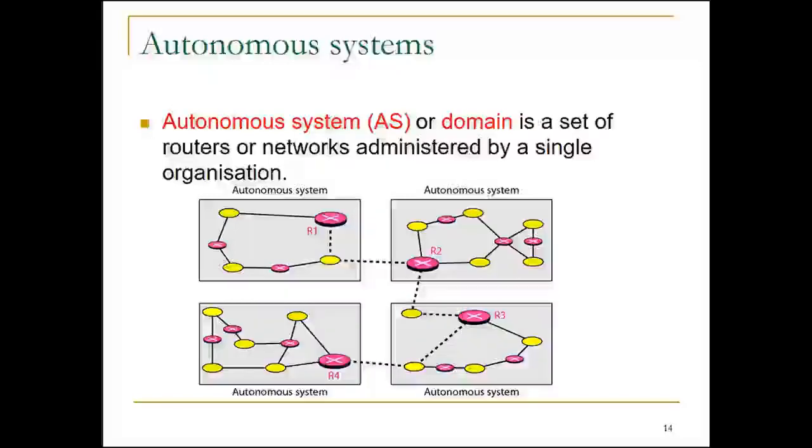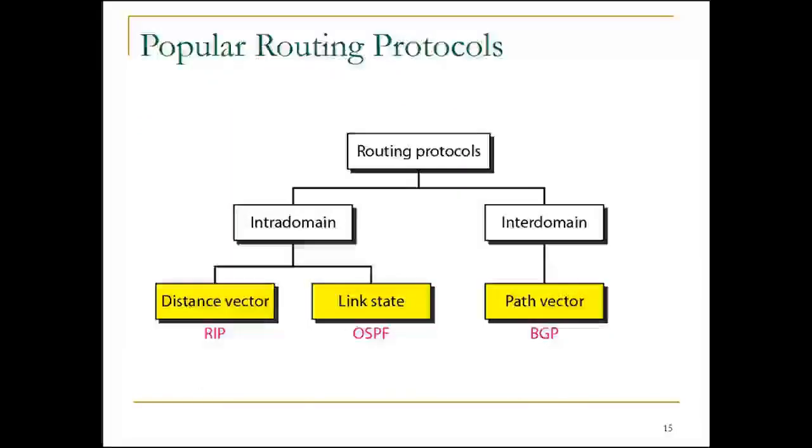So popular routing protocols that you'd come across in looking at addressing routing needs, we have the intradomains and then interdomains. Like I was pointing out earlier with the classifications, we do have the distance vector and the link state routing algorithms, and RIP plays a key role in the distance vector, whereas OSPF plays a key role in the link state.